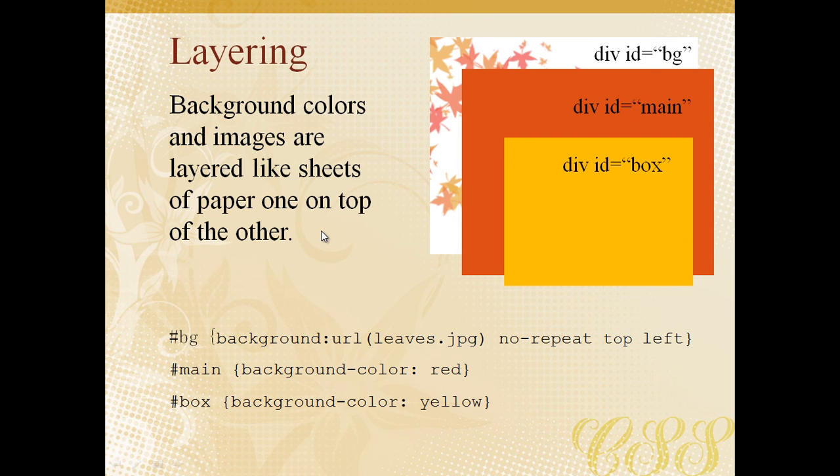So you can arrange the background colors and images as layers. They are all like sheets of paper, one on top of the other. So you can say #bg, background: url(leaves.jpg) no-repeat top left. You define another selector called #main. It has background-color red. Next one is #box, background-color equal to yellow.